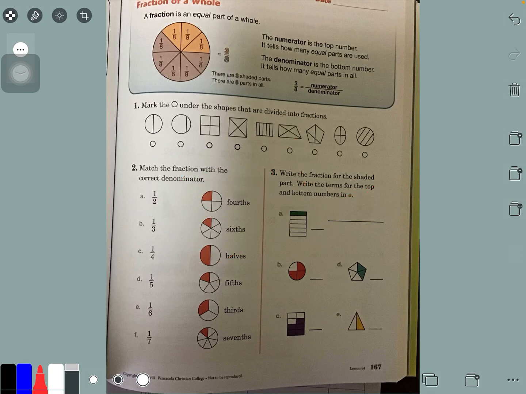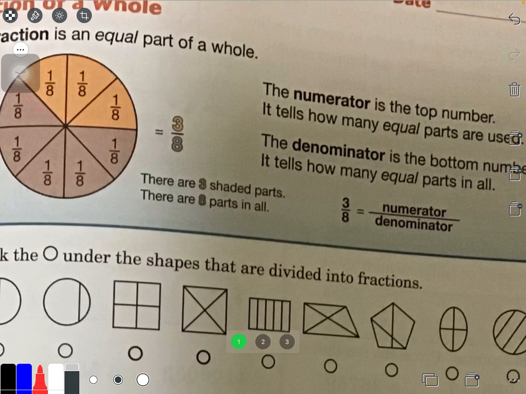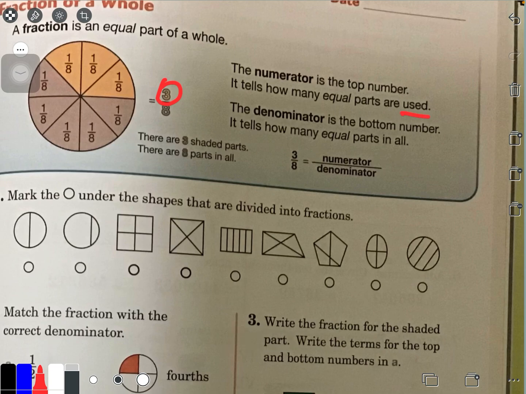Let's take a look at fractions. We're going to finally learn about fractions. We've got vocabulary words here that we have in our spelling words. The numerator is the top number. It tells how many equal parts are used, how many parts are selected. The denominator is the bottom number, and it tells me how many there are in all.